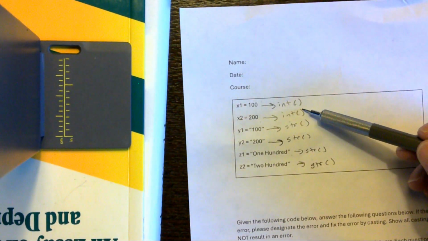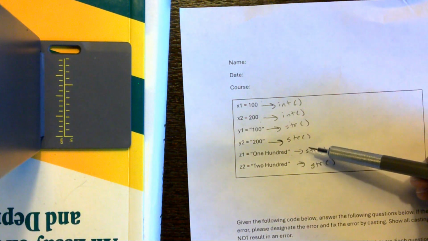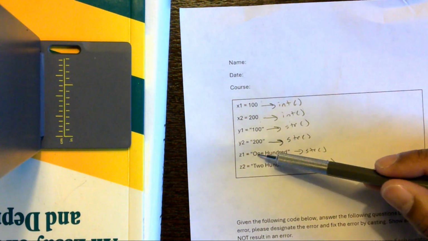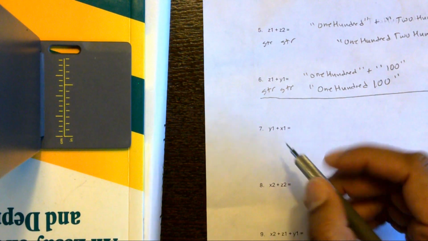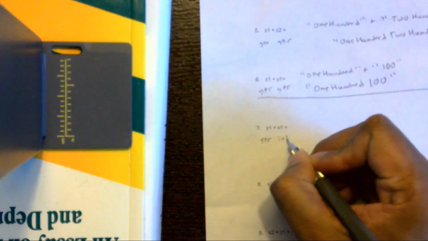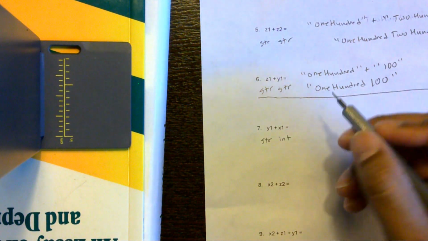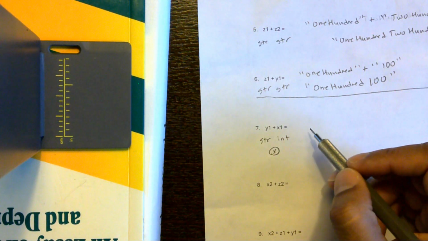Again, x1 is int, x2 is int, y1 is string, y2 is string because of the quotes. Again, z1 is string, z2 is string. So what you need to remember is the x's are int. So your y1 is type string, and x2 is type int. This is not going to work. So you'll produce some sort of error. So now you have to find a way to fix this error.